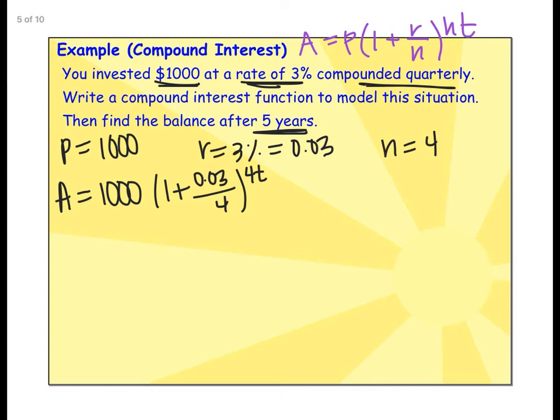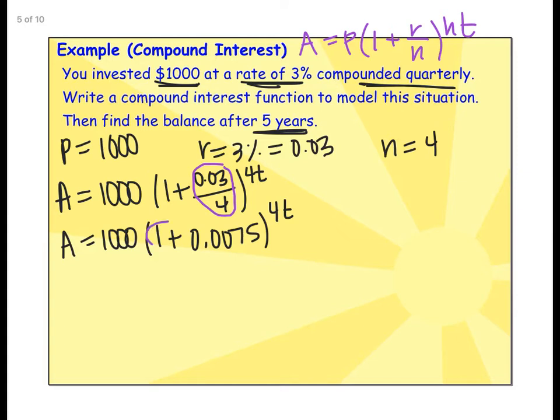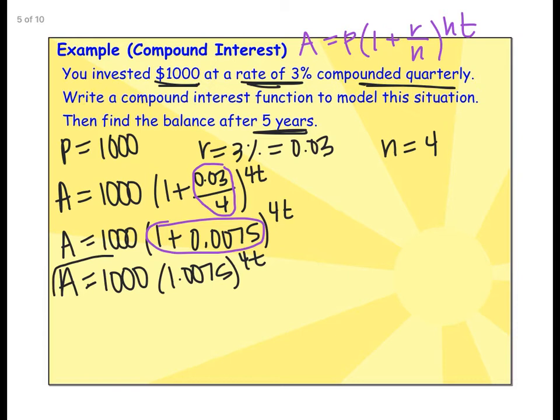And then I would simplify. So if I want to simplify the inside of the parentheses, I would start by dividing 0.03 divided by 4. So that would give me A is equal to 1,000 times 1 plus, and when I did that, it gave me 0.0075, still to the 4t power. And now I can add these together to give myself an easier formula to work with. So A is equal to 1,000 times 1.0075 to the 4t. So that's my generic formula.